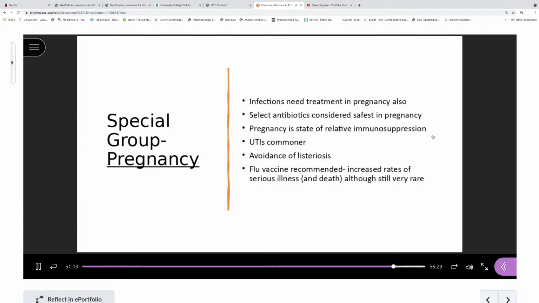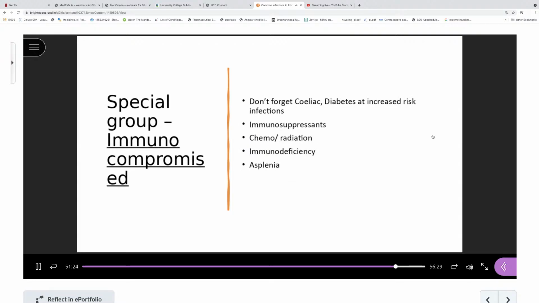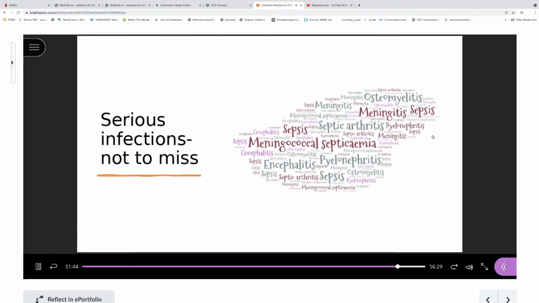Pregnant women are another special group. Infections in pregnancy do need treatment also, but we must select ones that are considered safe in pregnancy. Pregnancy is considered to be a state of relative immunosuppression. UTIs are commoner. We give dietary advice to reduce the risk of listeriosis, and the flu vaccine is recommended, as for all our at-risk groups. So, of course, immunocompromised individuals are important as well. So this will be patients on immunosuppressants with any conditions that make them immunosuppressed, patients without a spleen or without a functioning spleen, and of course, don't forget patients with diabetes who are at risk, and patients with celiac also, and any really chronic diseases.